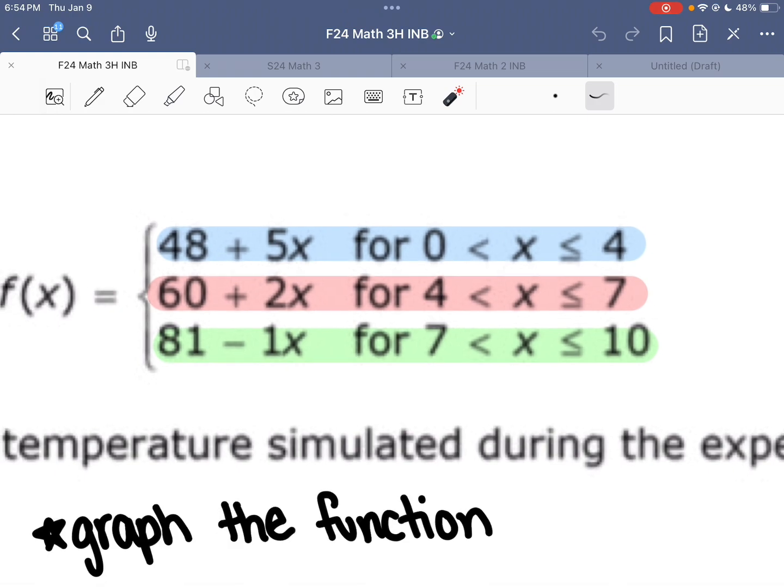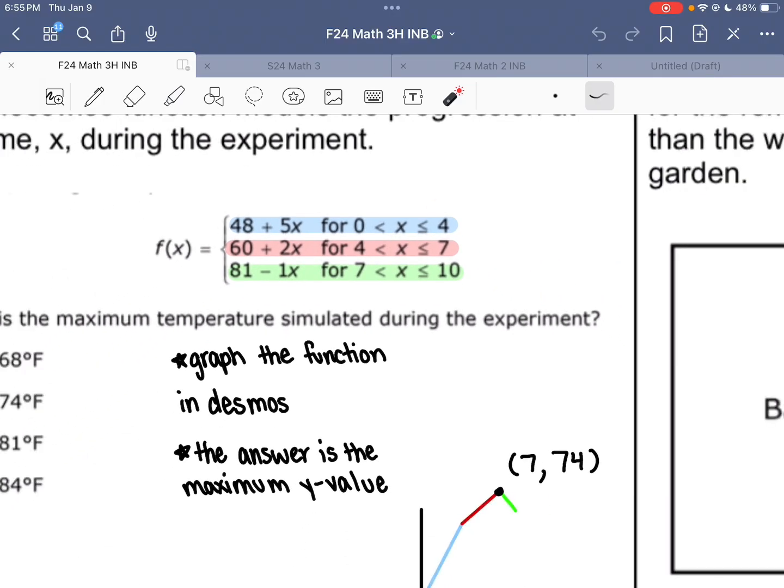So remember that piecewise functions are like milk in your fridge. Canned goods are good for a long time, but milk expires after a certain period. So this first function, 48 plus 5x, expires if it's less than or equal to 0 or greater than 4. This last function, 81 minus 1x, expires if it's less than or equal to 7 or greater than 10. And of course, the middle function also has its own parameters. So genuinely, all you've got to know how to do is type this in.